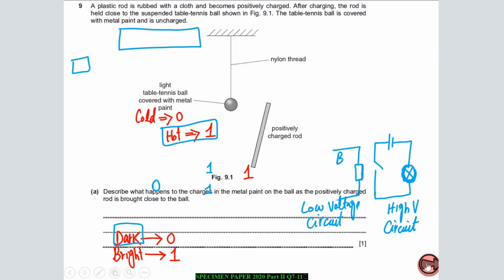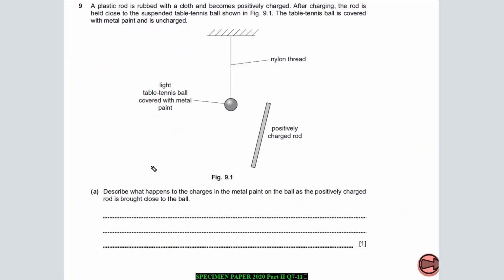Question number 9 now. Question number 9 is asking us to describe what happens to the charges in a metal ball as the positively charged rod is brought close. So we have the ball here, and this rod is positively charged. Means it has net positive charge, means lack of electrons. So what will happen?